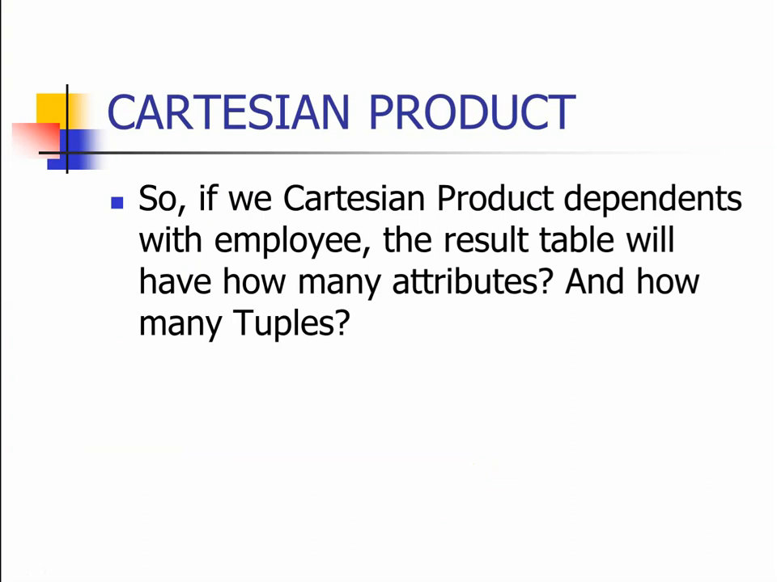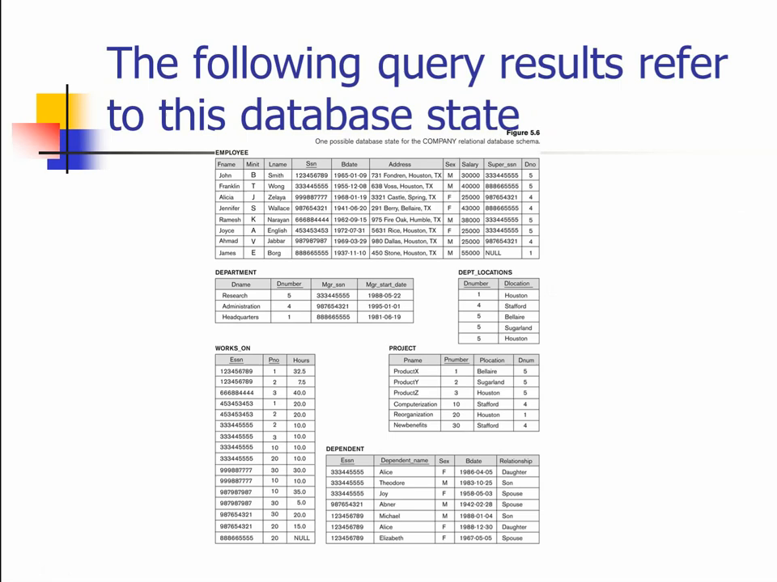So here's the question I want to ask you guys, and I want you to think about this. If a Cartesian product is done between dependent and employee, the result will be how many attributes and how many tuples will be generated? That's the question. So again, if we Cartesian product employee as well as the dependent, so two tables being Cartesian product together, how many attributes is the end result of the table, and how many tuples will it generate?